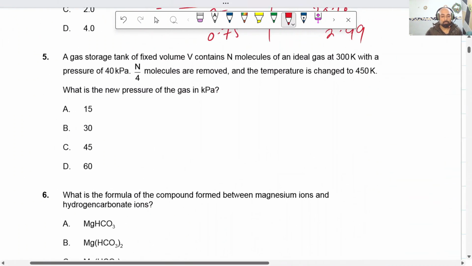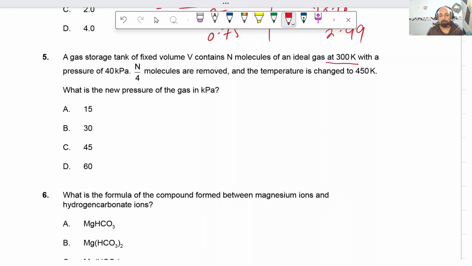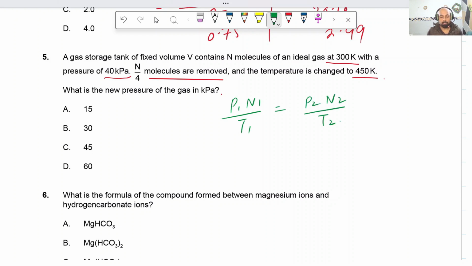All right, here we have question number 5. Now, a gas storage tank of fixed volume V contains n molecules of an ideal gas at 300 Kelvin. Now you are given a pressure of 40 kilopascals. N by 4 molecules are removed and temperature is changed to 450 Kelvin. What is the new pressure of the gas? Now, before we start doing this question, you should be very much clear about the general gas equation, right? So that is P1 N1 over T1 equals P2 N2 over T2.